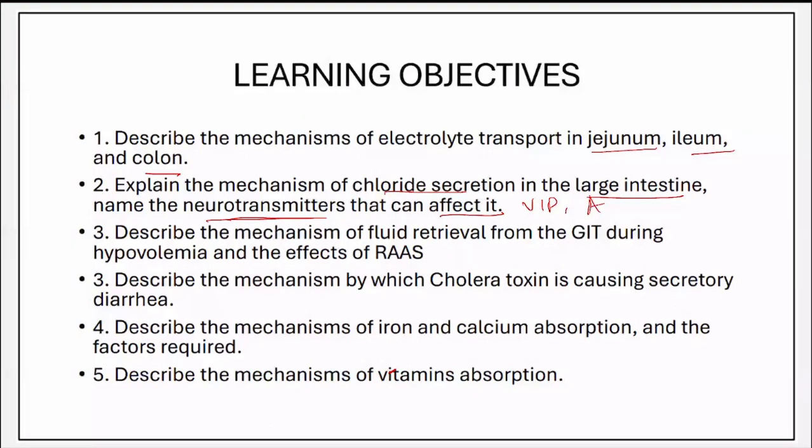Describe the mechanism of fluid retrieval from the GI during hypovolemia and the effects of RAAS, the renin-angiotensin-aldosterone system. And then we have described the mechanism by which cholera toxin is causing secretory diarrhea. This is very, very important. Describe the mechanisms of iron and calcium absorption and then vitamin absorption.